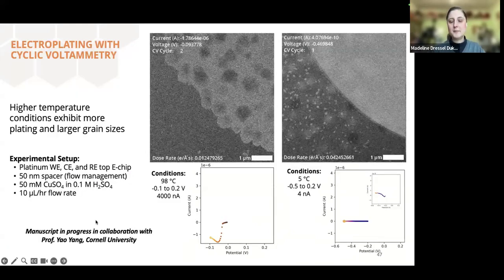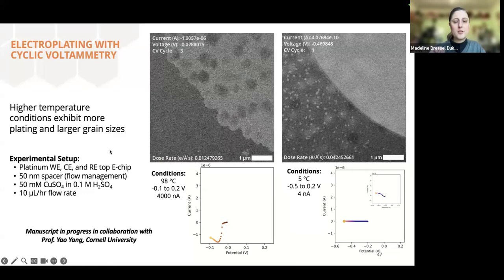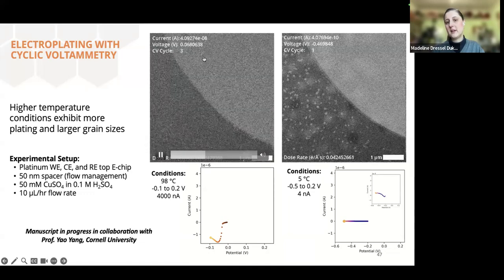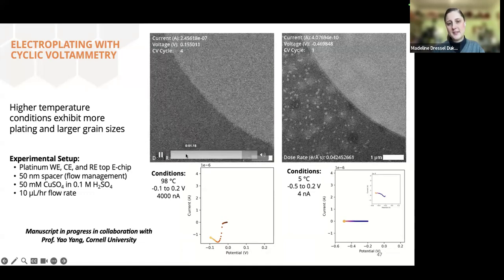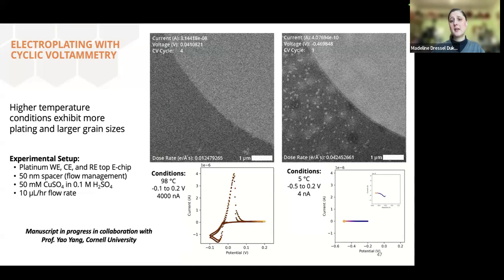This is some work done with Yao Yang at Cornell. In this case, this is at 98 degrees. We're looking at, I believe, a copper sulfate solution. We can see a lot of plating here on the surface. And if I play the CV here, we have this really strong plating and dissolution.